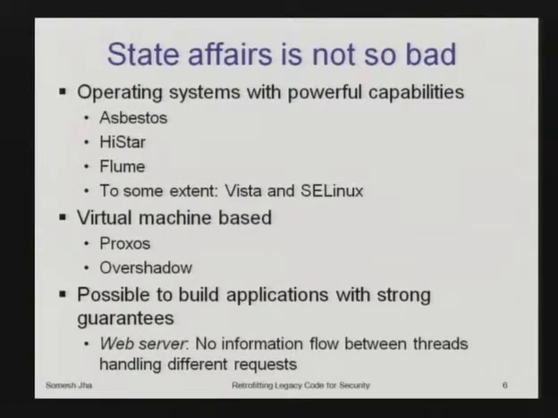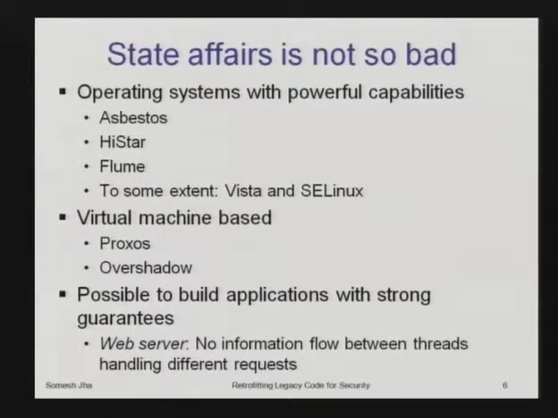So one thing that is happening now, and these are just a few systems, is that some very interesting systems have come up. For example, there are operating systems that support very classic ideas like information flow and capabilities right at the primitive level in the operating system. So Asbestos, HiStar, Flume, mostly from Stanford and MIT, just have very strong primitives that are being supported there.